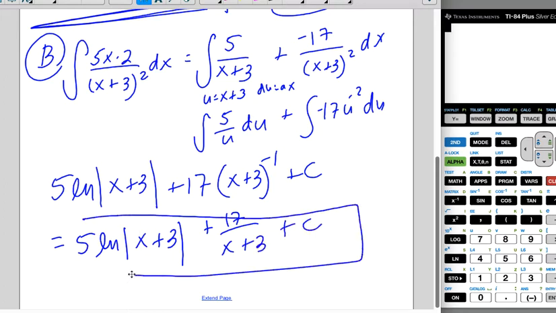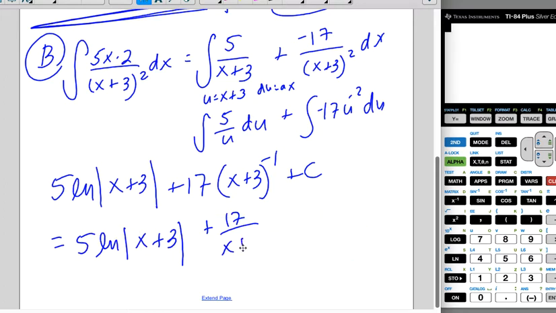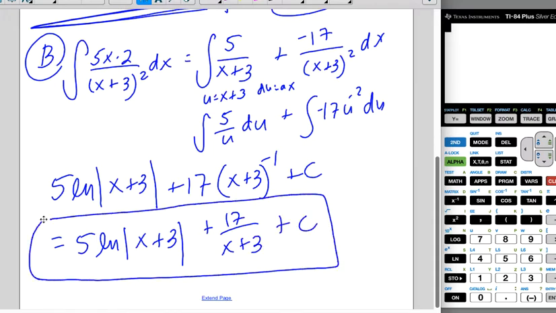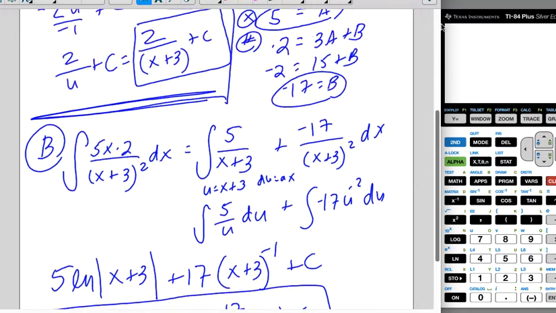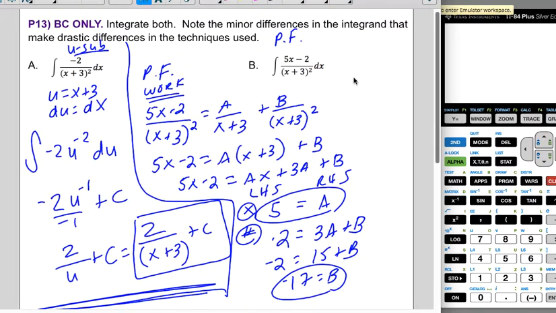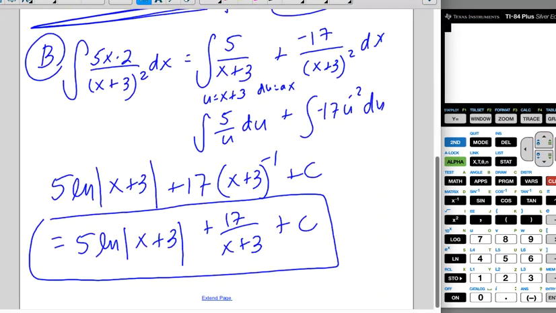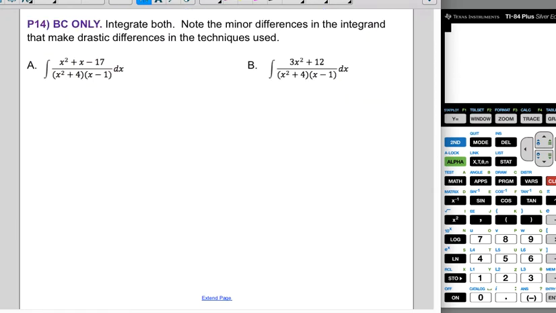So again, notice that the BC skills and the AB skills overlap a lot, right? To finish out B, even though B was clearly a BC level problem, you still had to do the same skill as in A, just with a different part of your more complicated integral. All right, so last problem, and then we're going to call it for this unit and this video.